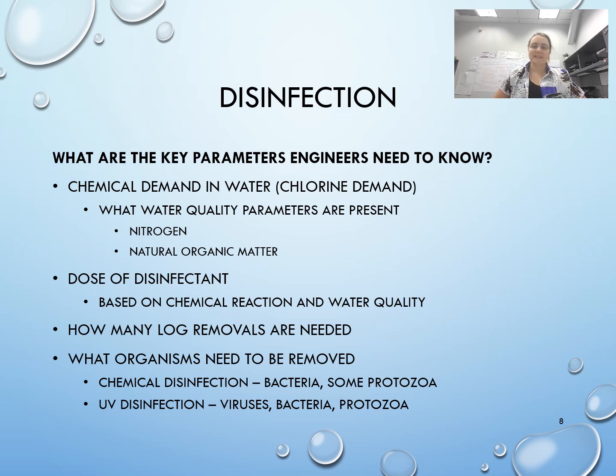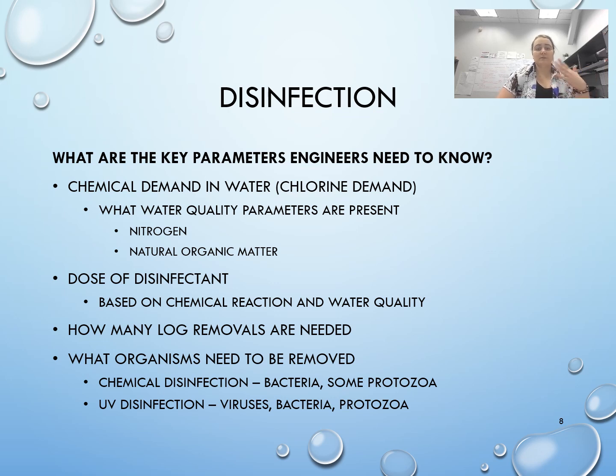All right, so a couple of things engineers need to know when it comes to disinfection. You need to know the chemical demand of your water. Many times this is chlorine demand. We're going to have water quality parameters present, such as nitrogen and natural organic matter, and they're going to eat up chlorine faster than the chlorine can actually disinfect the pathogens. So we have to apply a dose that accounts for those parameters, and we'll talk about this in class. We're also going to need to know the dose of the disinfectant. It's based on chemical reactions and water quality. How much do we actually have to put in?